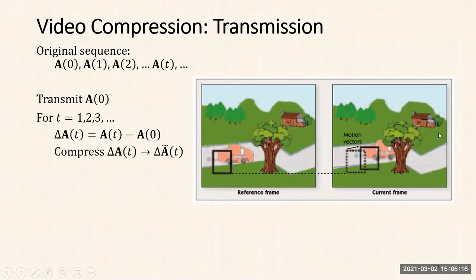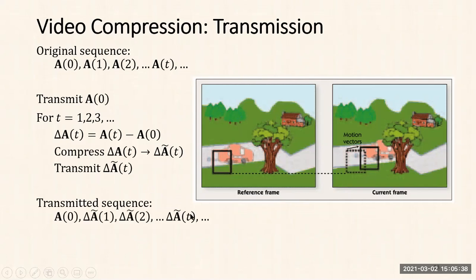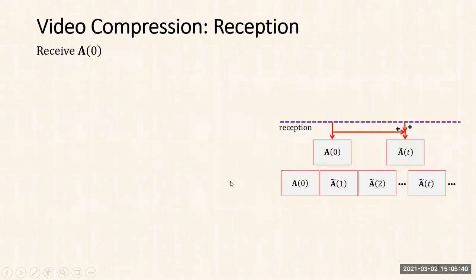We take the difference between this and this, which would be only this car minus this car, whatever we get, and we compress that difference. That's delta A tilde t, and that's what we transmit. Now, what happens at the receiving end? This is the transmitted sequence, which we saw earlier. Now, let's see what happens at the receiving end.